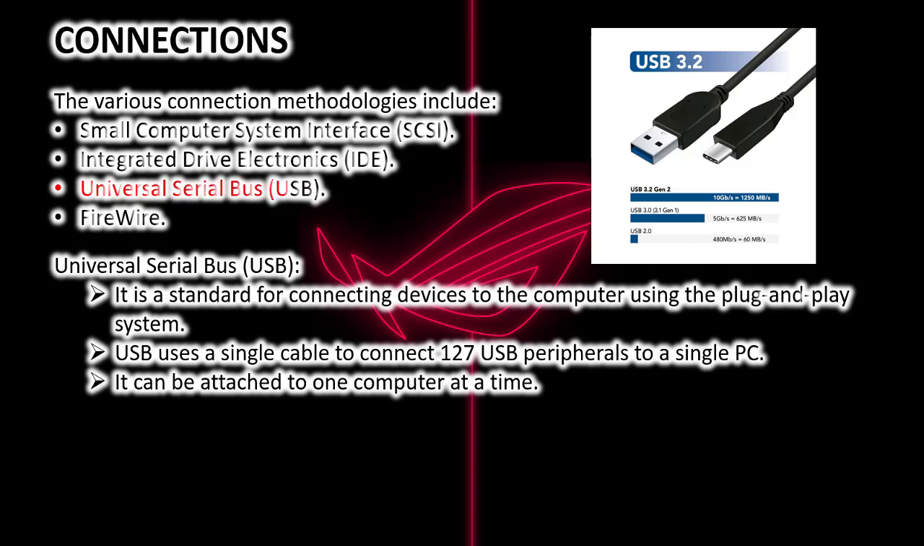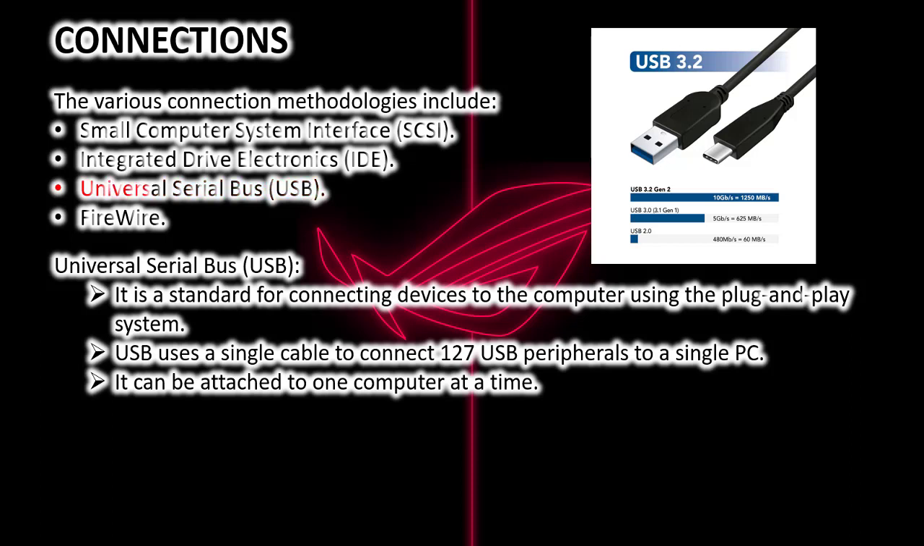USB technology has improved in performance since it was introduced, and it has become the connection method of choice for many peripheral devices such as cameras, keyboards, scanners and printers. USB uses a single cable to connect as many as 127 USB peripherals to a single PC. Hubs can be used to daisy chain many devices. Moreover, USB connections are now common on video game consoles, GPS locators, smartphones and much more.